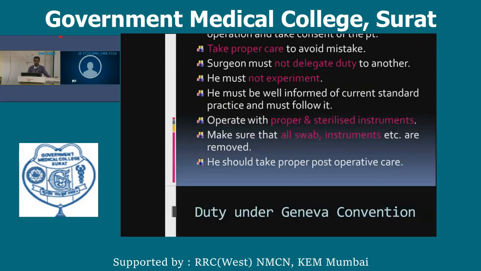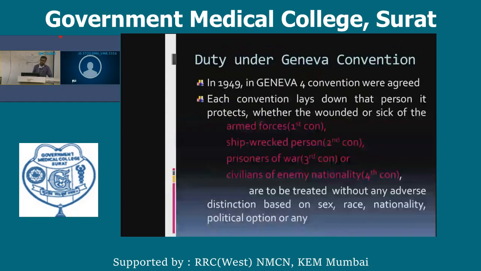Under the Geneva Convention, the first convention covers armed forces, the second covers the shipwrecked, the third covers prisoners of war, and the fourth covers civilians of enemy nationality. Whenever a patient belongs to these four conventions, we have no right to refuse treatment of such a person. We have to treat the patient without any adverse distinction based on sex, race, nationality, political opinion or any other.